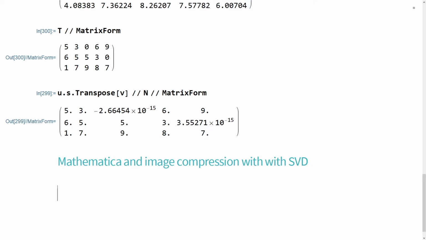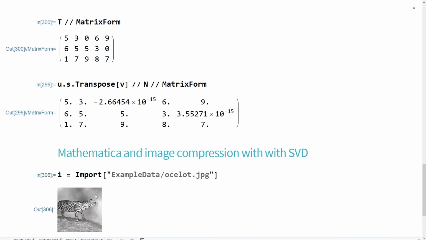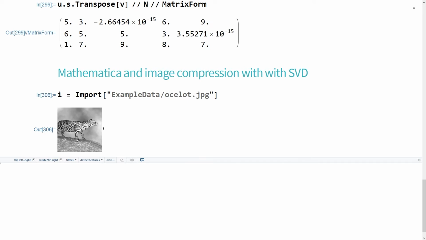Okay. All right, so how are we going to start? Well, let's get an image. I is equal to, well, so let's bring in, maybe, what did I say I wanted to grab? Oh, the ocelot, that's right. Example data, ocelot.jpg. All right, that's a nice looking ocelot right there. If you don't know what an ocelot is, it's a small cat.